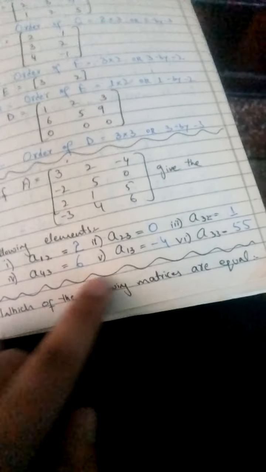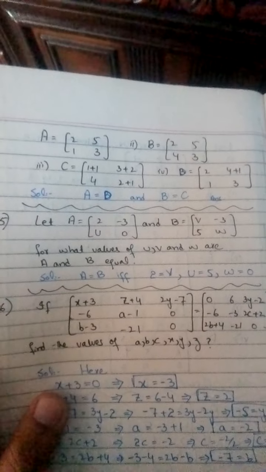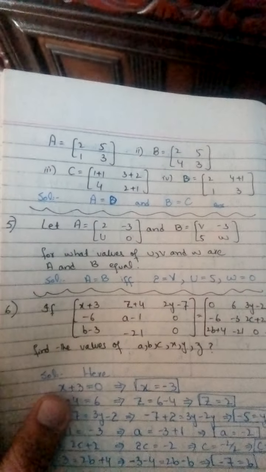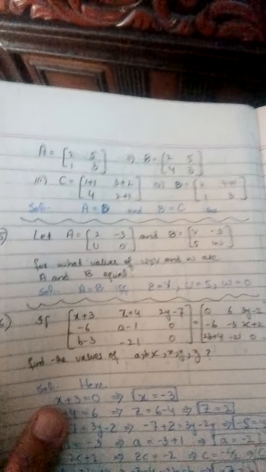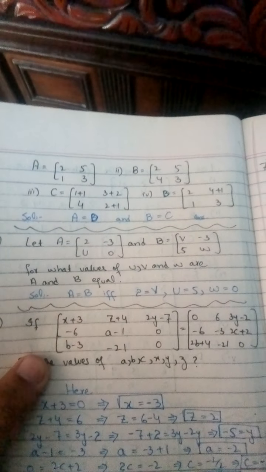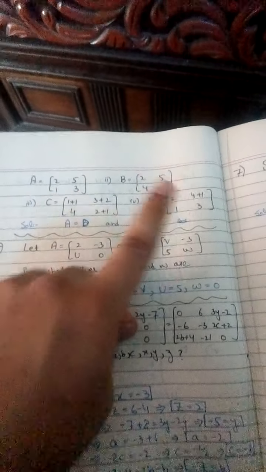Now in the next question it says, which of the following matrices are equal? You have to find the equal matrices. So in this you have 1, 2, 3, 4 matrices. Matrix A is 2 cross 2, the second is 2 cross 2, the third is 2 cross 2, the fourth is 2 cross 2. The criterion of equality is that the order of all matrices is the same. How is the order the same? The order of the first matrix is 2 cross 2, the second is 2 cross 2, the third is 2 cross 2, the fourth is too.